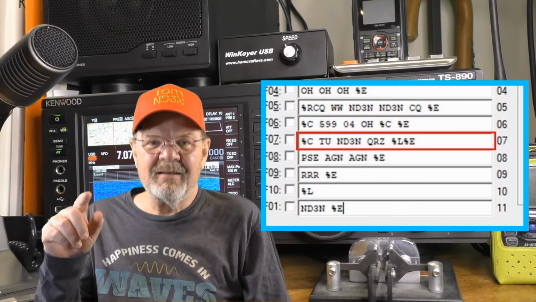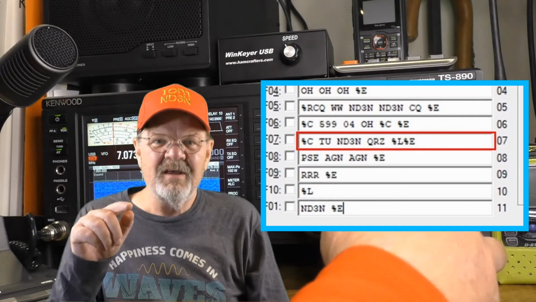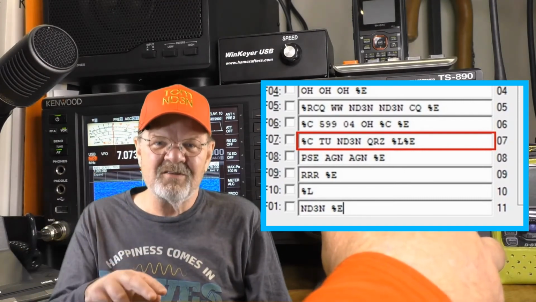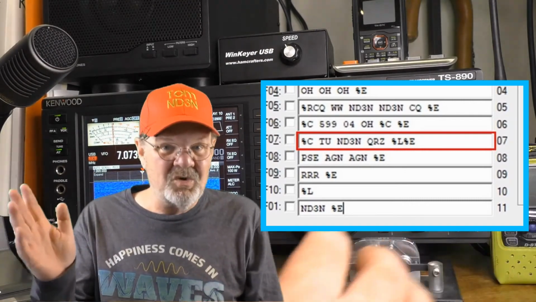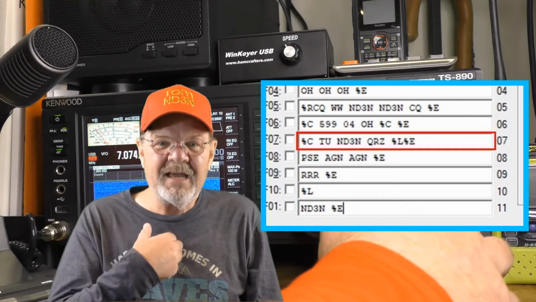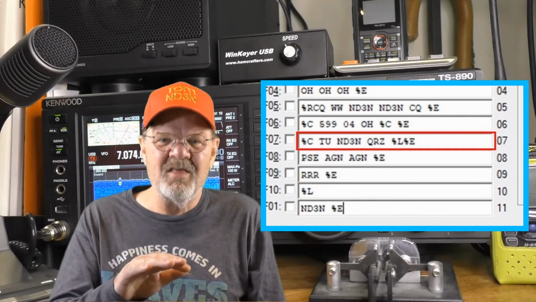Now, that F7 starts with the other station's call sign followed by thank you, TU, which is my acknowledgement that I've received their report.